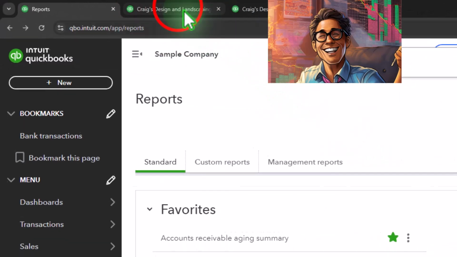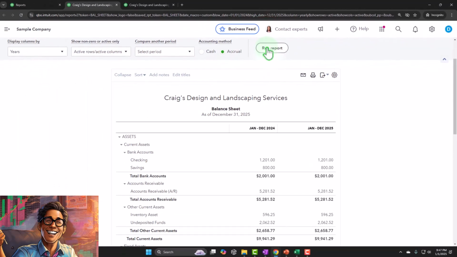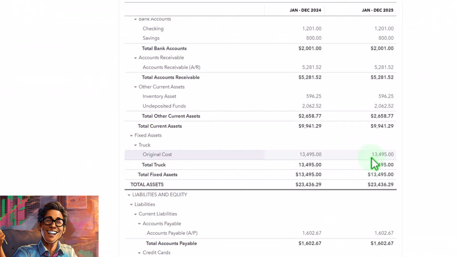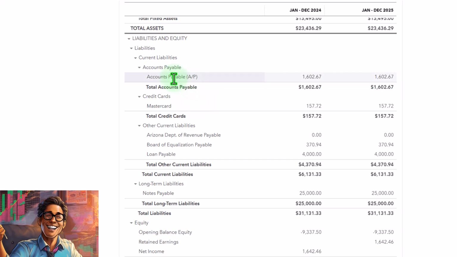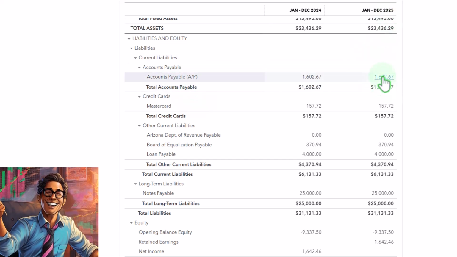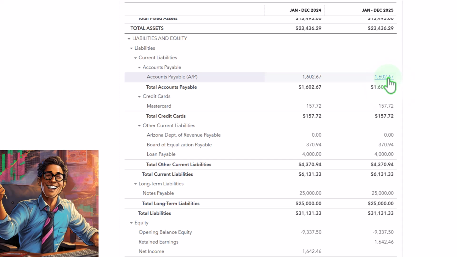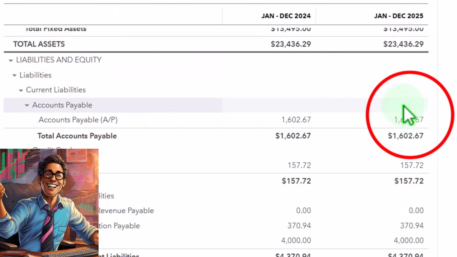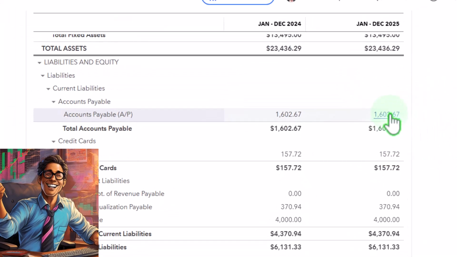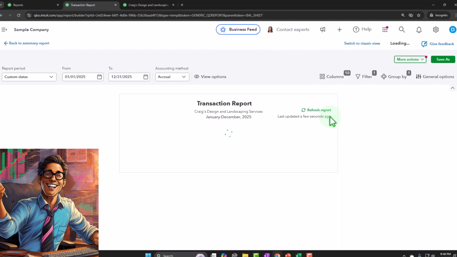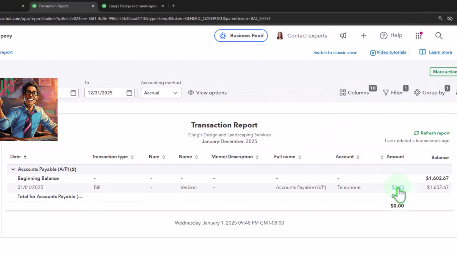And then let's go to the balance sheet, run the report to refresh it, scroll down to the accounts payable. There's the accounts payable. I'm in 2025. And let's go into it. Wait a sec, I don't think I entered a dollar amount. That's kind of a problem. It's in there. There it is, but for zero. Let's fix it.